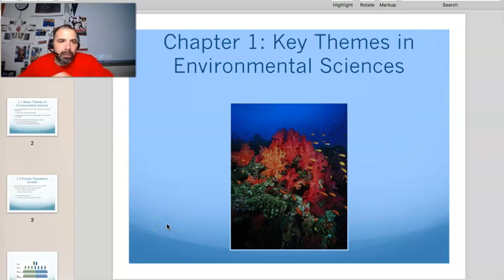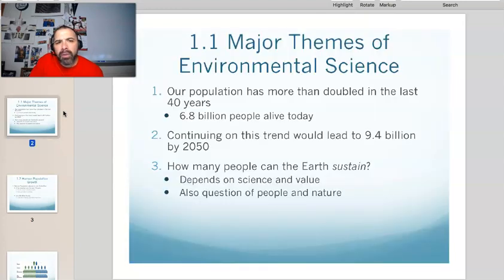This is essentially the chapter one PowerPoint. It's just the key themes of environmental science. I'm still going to continue to try to record the notes for you. When we're talking about environmental science, we need to talk about some major themes. One of the driving themes of environmental science is how human population affects the environment.